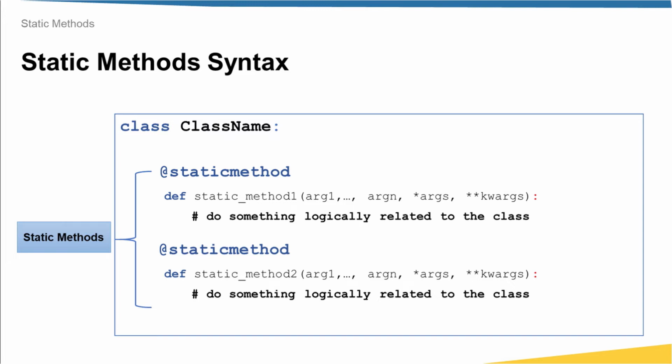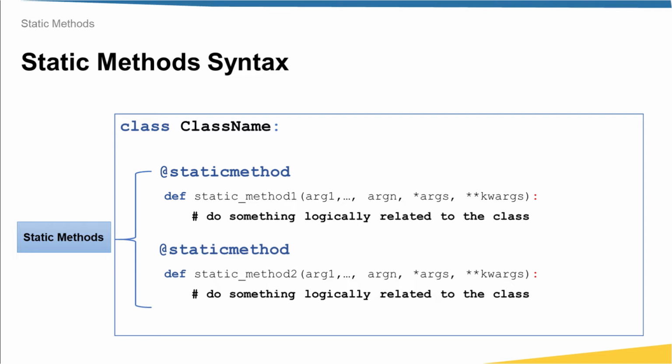And as you see here, the first parameter in this method is not self and is not cls either, which means this method doesn't have any access to the class state or to the object state. When I say class state, I mean class attributes or the data that's related to the class. And when I say object state, I mean instance attributes or the data that's related to the object.